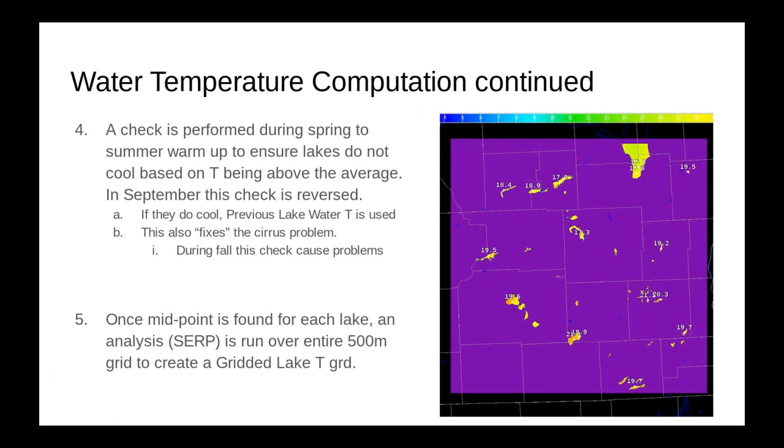Once I get to the midpoint, I run a SERP analysis that was created by Tim Barker over in Boise. He created that for GFE purposes, and it creates a pretty decent analysis if you have enough points. It will create the analysis over the whole grid, and then I have a mask that I created to mask out where all the lakes I was interested in actually are. So I do get a 500 meter resolution gridded lake temperature on a grid that we then can use.